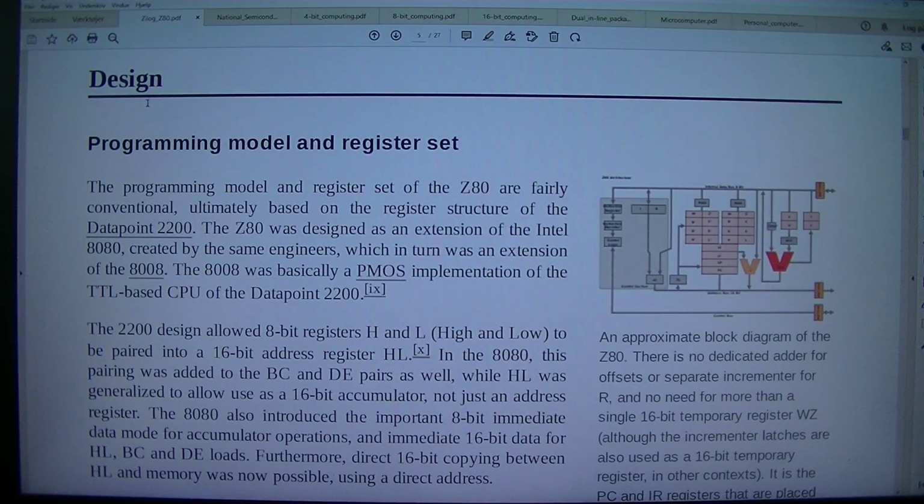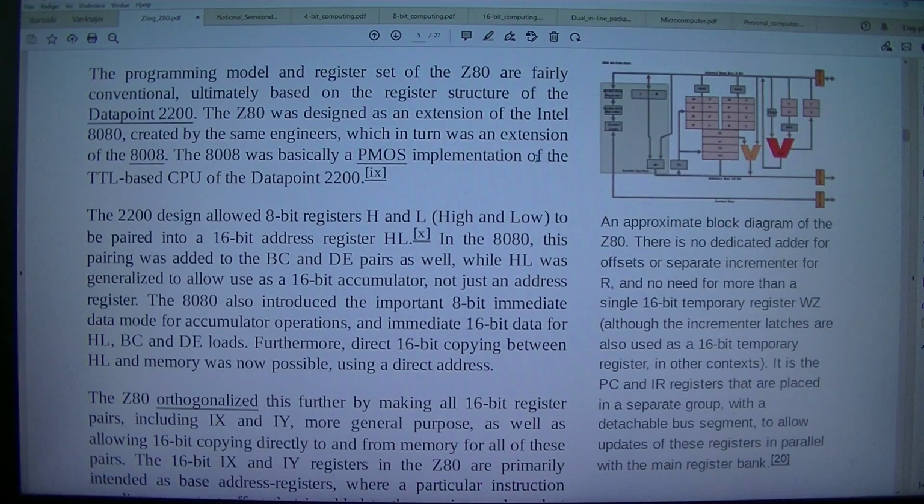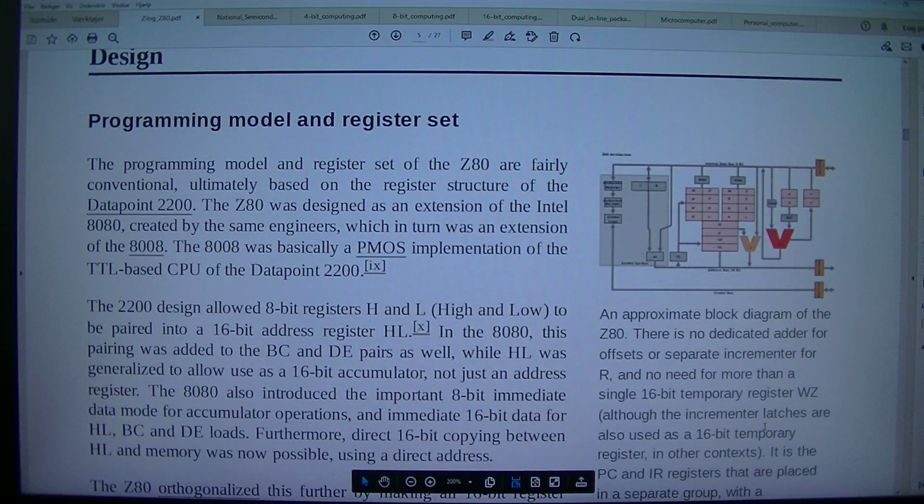Design, programming model and register set. An approximate block diagram of the Z80. There is no dedicated adder for offsets or separate incrementer for R, and no need for more than a single 16-bit temporary register WZ, although the incrementer latches are also used as a 16-bit temporary register in other contexts. It is the PC and IR registers that are placed in a separate group, with a detachable bus segment, to allow updates of these registers in parallel with the main register bank.